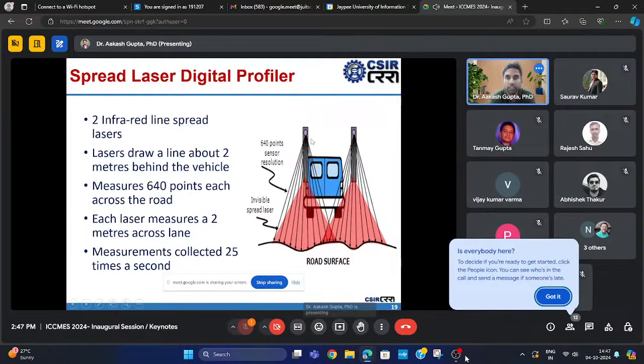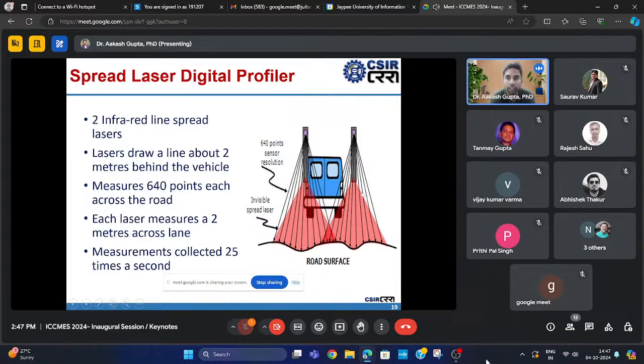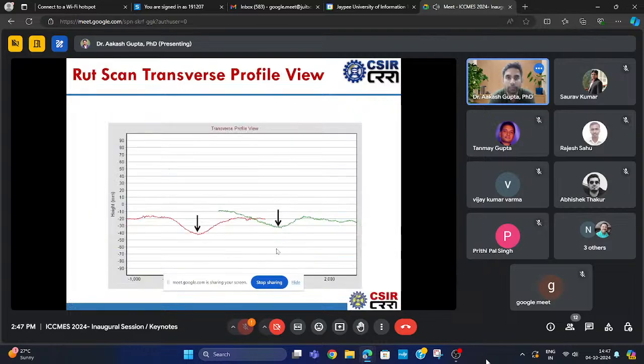So point laser means one scanner will emit 640 points over the road surface. And similarly, the second RT scanner will also emit 640 points on the surface. With the help of these points, a profile will be generated, and automatically it will give the rut depth. So this is the rut scan profile view.